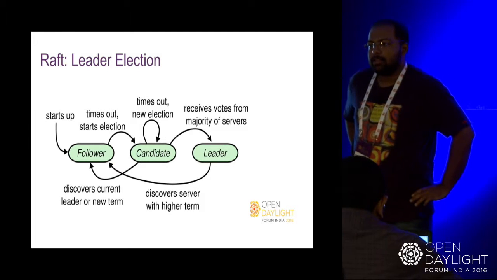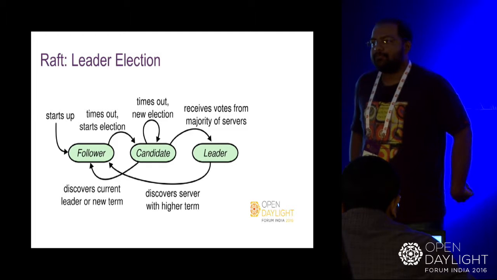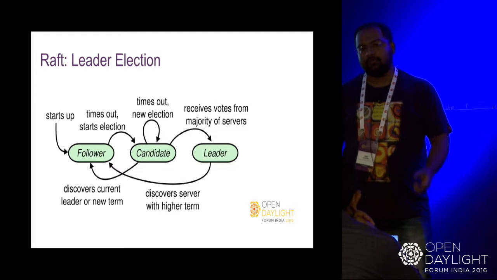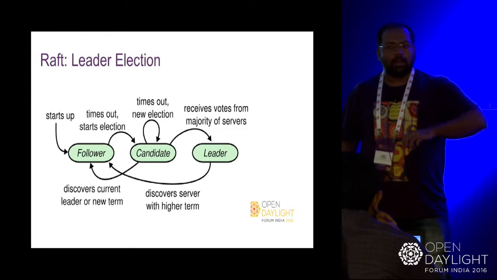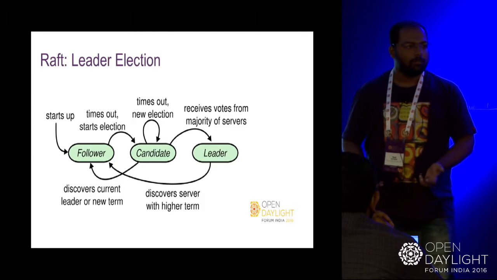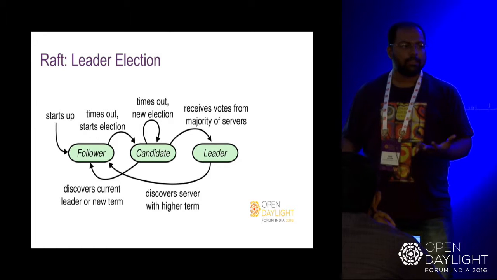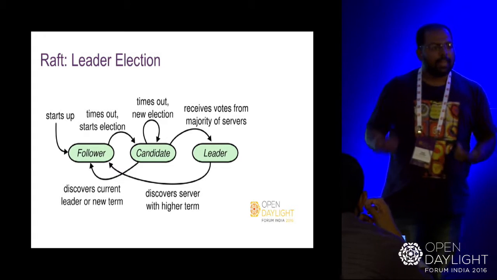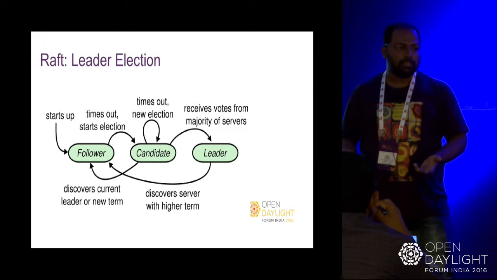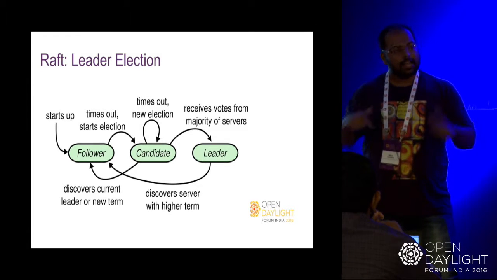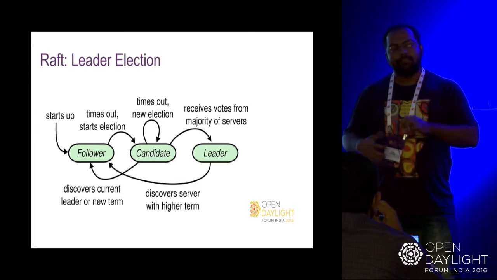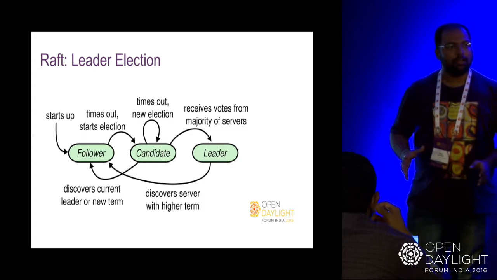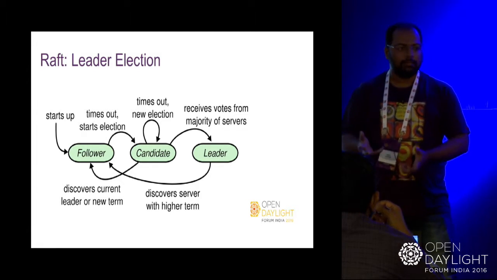Yes. So if 2 candidates come up at the same time, both of them cannot get the majority vote. Since neither gets it, they will time out again and start a new election. When they time out again, that timeout is also randomized, so eventually the election will converge. In case of an odd number of nodes, it converges pretty quickly. In case of an even number of nodes, it might take time.